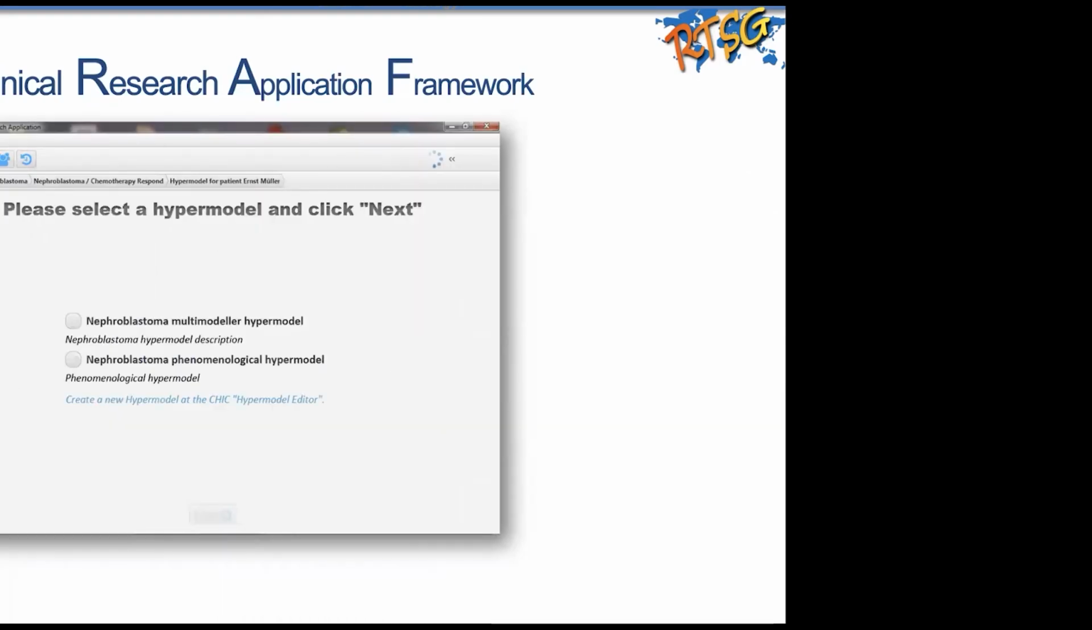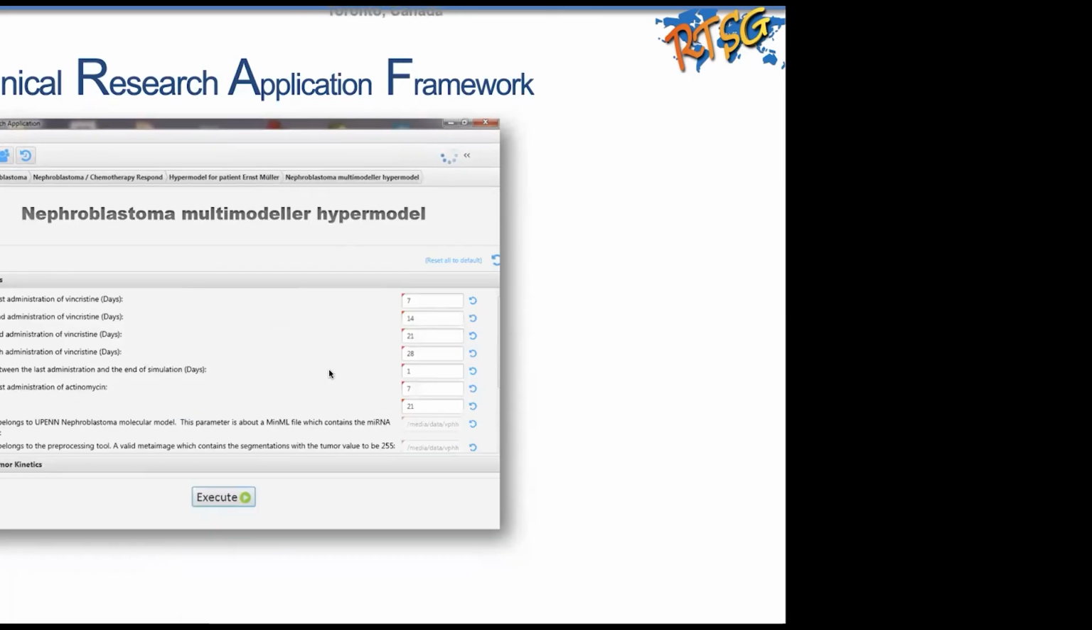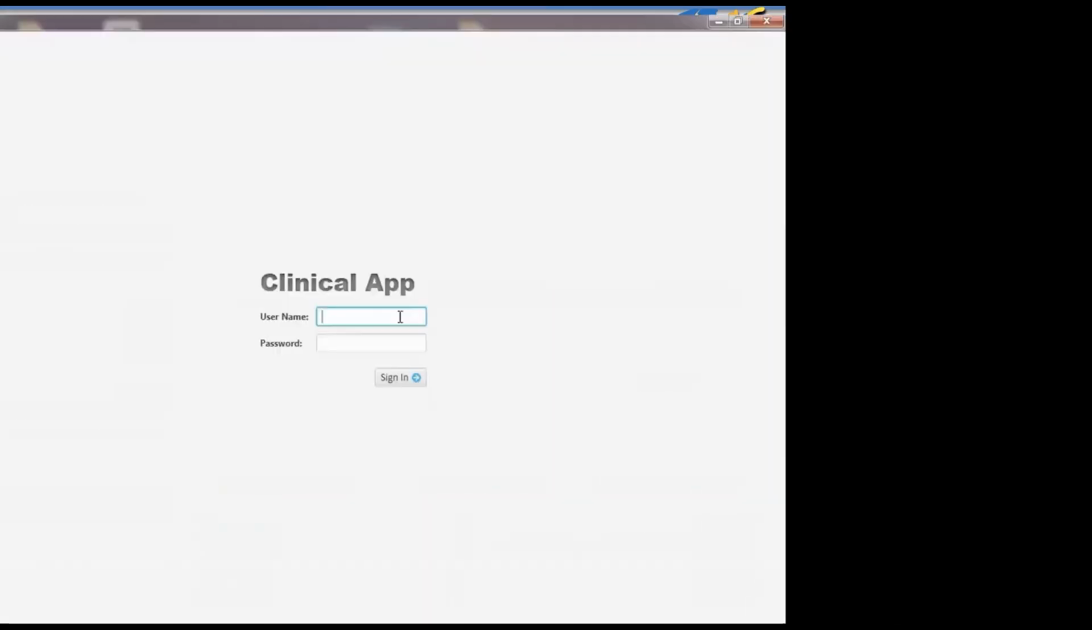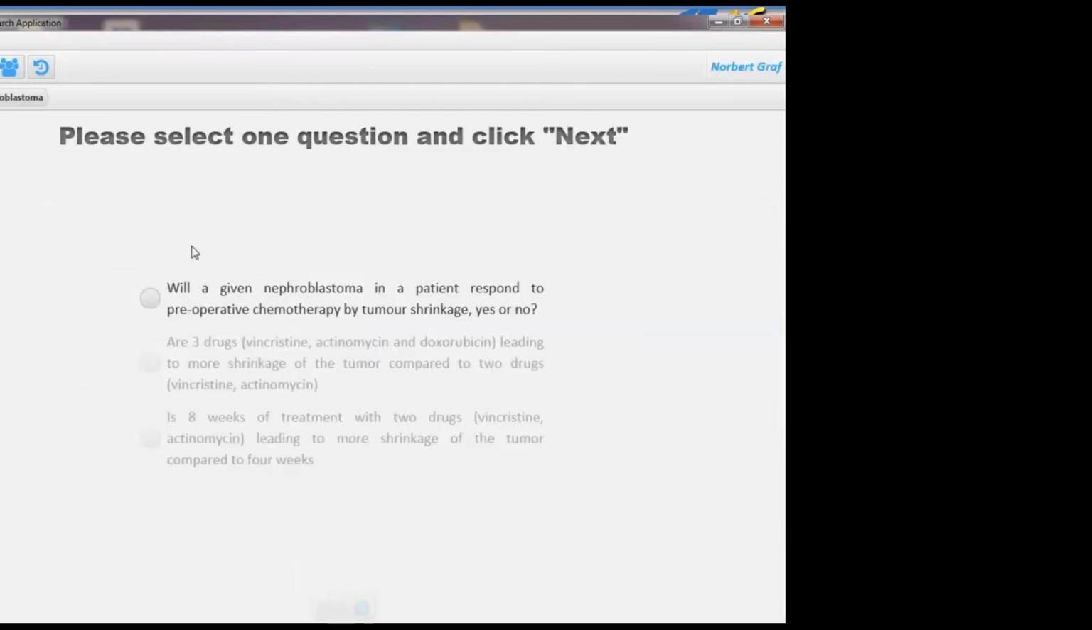And we have here the nephroblastoma hypermodel, and we will show you how it looks very soon. And you can select the data there, and then you will get an answer when you run the model. And therefore, here is how it looks, as I show you in this short video. So you have your credentials for the clinical application, and you start this clinical application for a single patient. Then you select your tumor entity, and you will answer a question.